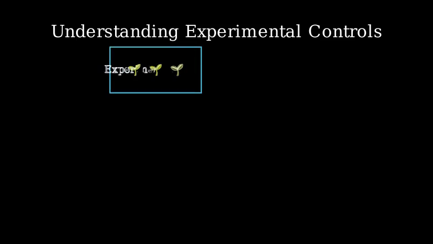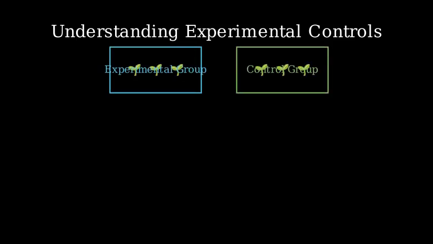Let's learn about experimental controls in scientific experiments. Imagine we're conducting an experiment to test if a new fertilizer helps plants grow taller. We'll use two groups of plants. One group that receives the fertilizer and another group that doesn't.